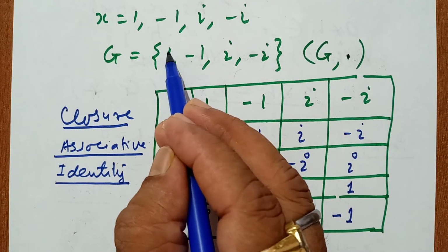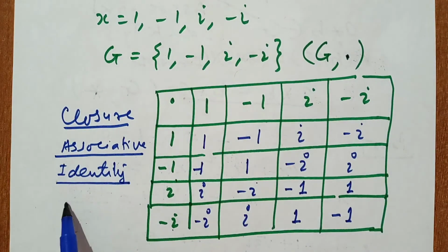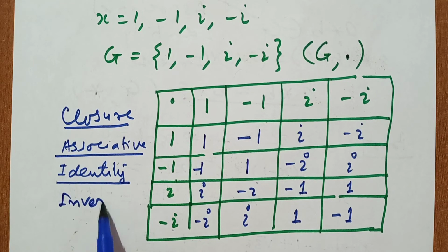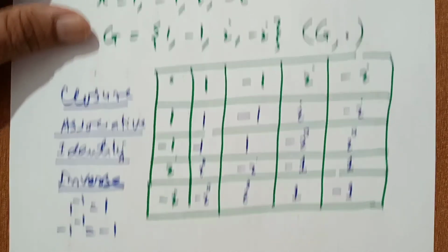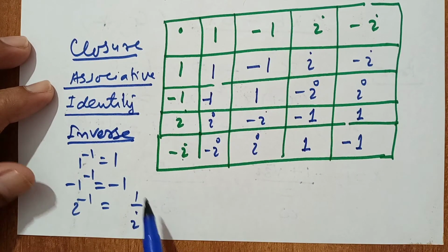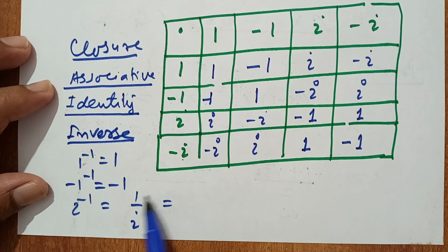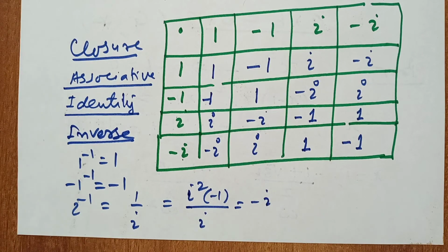So in the case of multiplication, inverse is division. So inverse of 1 is 1 upon 1, which is 1. The inverse axiom is very easy. 1 inverse is equal to 1. Minus 1 inverse is equal to minus 1. i inverse is equal to 1 upon i. And what is i? i squared is equal to minus 1. So minus 1 upon i, so i cancels, minus i. Means i inverse is equal to minus i, which is also in G.